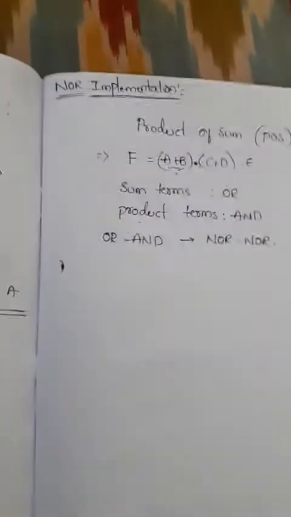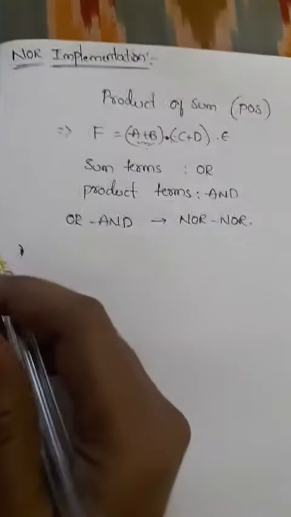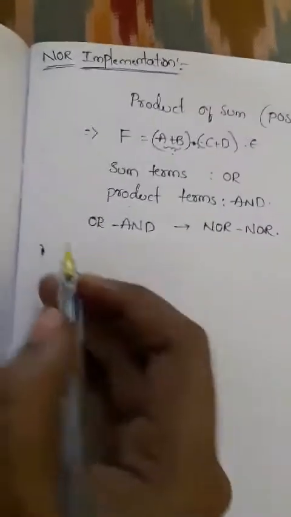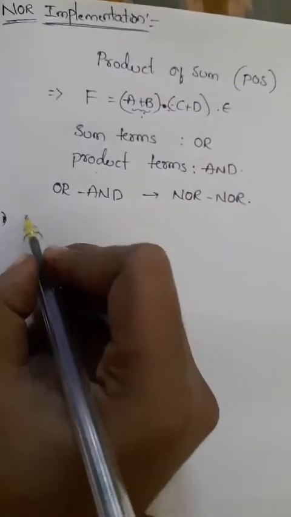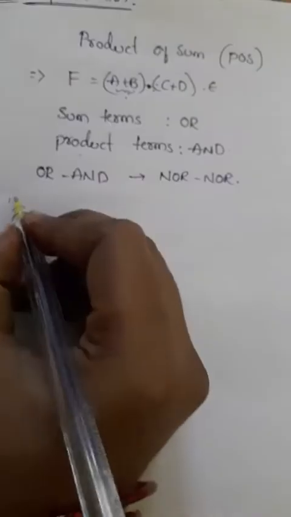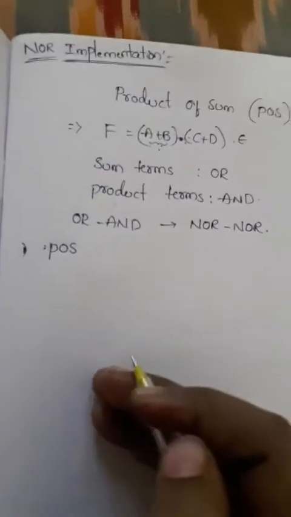In the same way as the steps in NAND implementation, here also we have three steps. It is similar to the three-step NAND rule, except for the first thing, which is to accept the POS form. That is the first rule: check whether the expression is in POS or not.